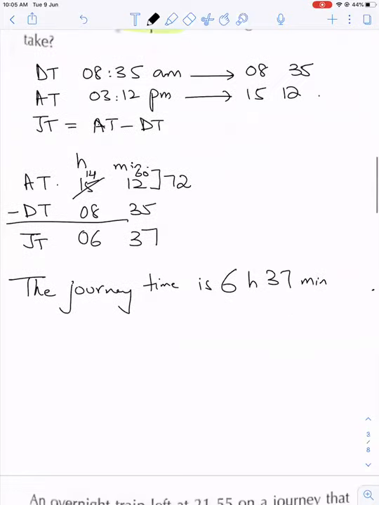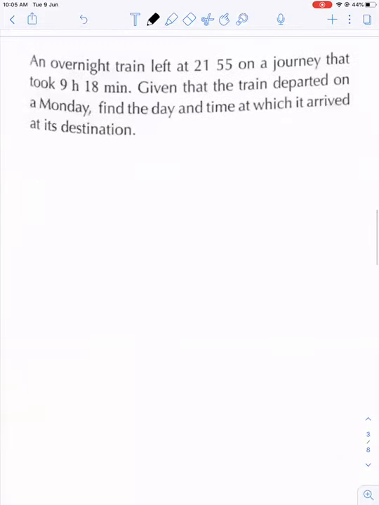Now we move on to the second question. It says an overnight train left at 12:55 on a journey that took 9 hours and 18 minutes. Given that the train departed on a Monday, find the day and time at which it arrived at its destination. You're supposed to find the arrival time. Let's write down the data. The departure time given to us is 21:55.